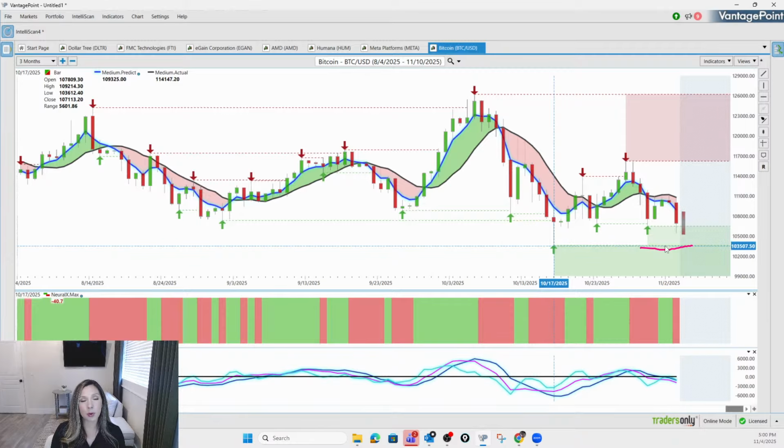So will that support level hold strong? Will we see renewed bullish momentum and bullish strength come in at that point? If we do, we have a good possibility of a bounce. If not, well, then riskier business there.